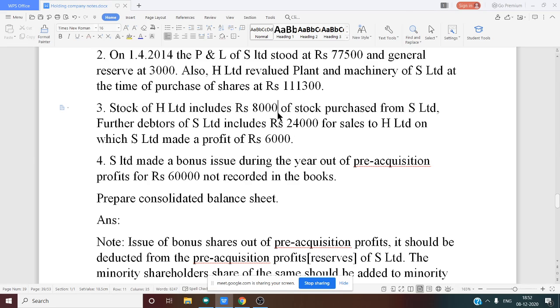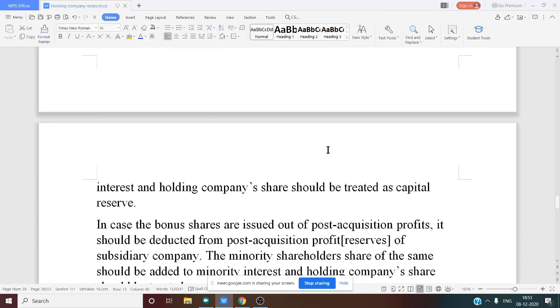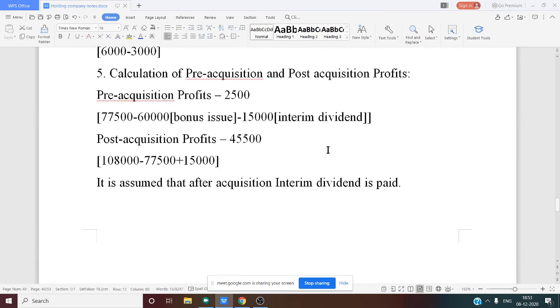This is nothing but 8,000 is unsold stock. So don't take this amount as intercompany. So out of these three amounts, what is our intercompany amount? Intercompany amount is 24,000. This is very important. See this. Further, debtor of S Limited included 24,000 for sales to H Limited. So this 24,000 affects both sides. Debit side also, that is the debtor, credit side also, that is the creditor, it affects. So from both sides you have to deduct 24,000.